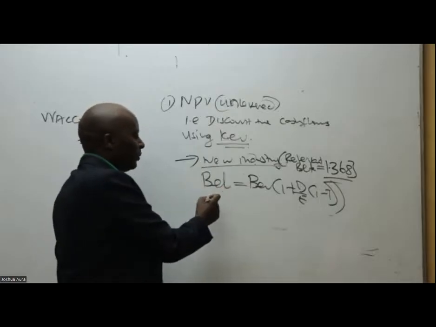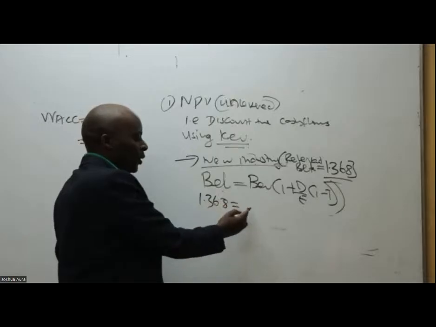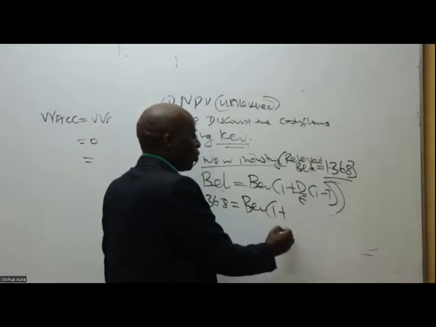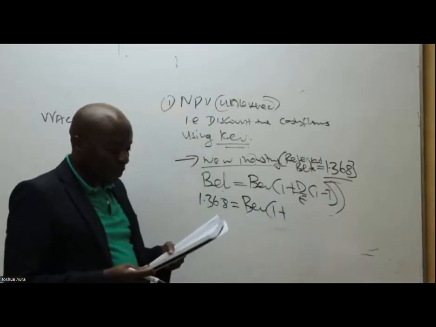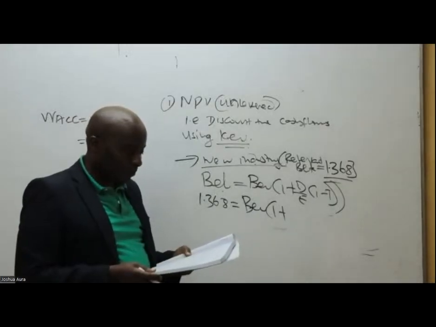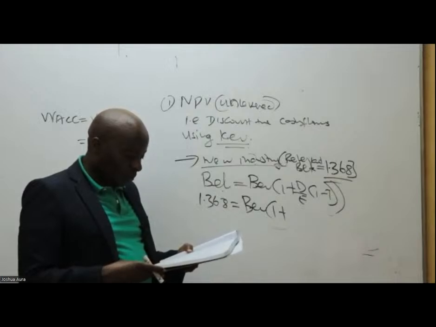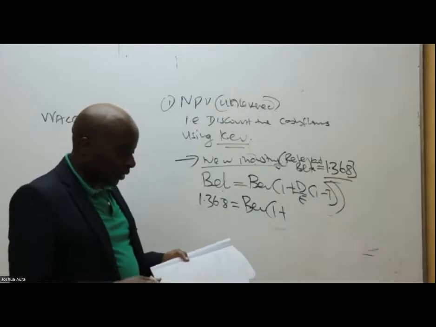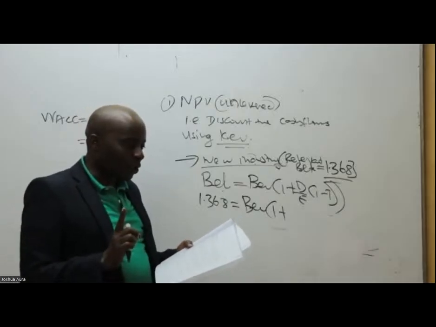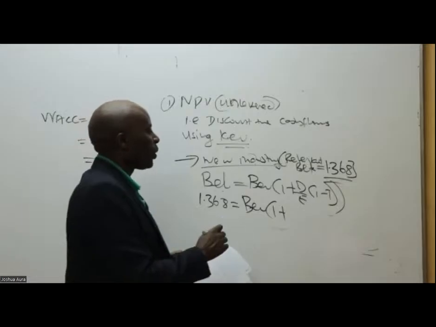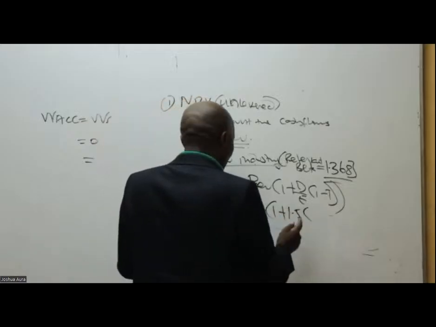So the beta levered, which we already have as 1.368, equals the beta unlevered that we are looking for, times 1 plus the debt to equity ratio of the new industry. Is anybody able to see it? All right, they're telling me it's 1.5. Thank you, 1.5. So what is the tax rate?